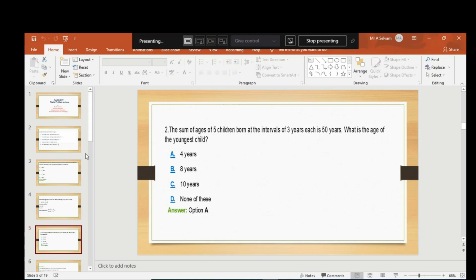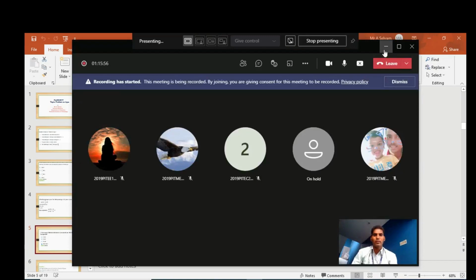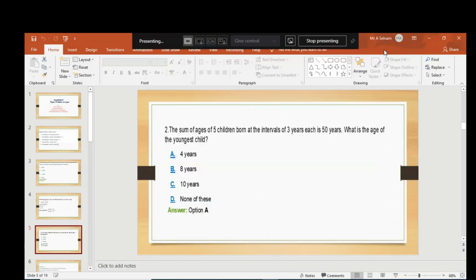Once again I am repeating the problem. The sum of ages of 5 children, born at intervals of 3 years each, is 50 years overall. What is the age of the youngest child? Based on the age problem, they have given some options also: option A 4 years, option B 8 years, option C 10 years, option D 9.5 years.